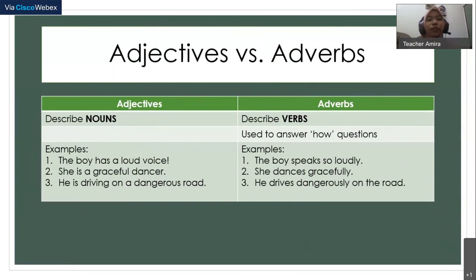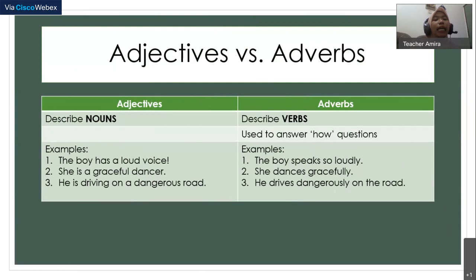She is a graceful dancer. She has always been a graceful dancer. That's it. So we are talking about the dancer, and she's a graceful one. Okay, and then for adverbs, she dances gracefully. She usually dances very gracefully. So we are talking about how she dances, and she dances gracefully.